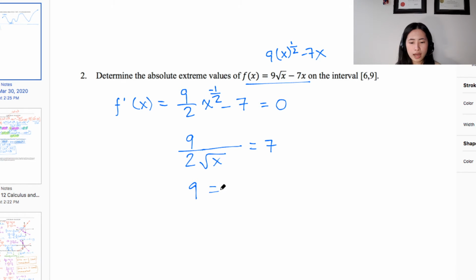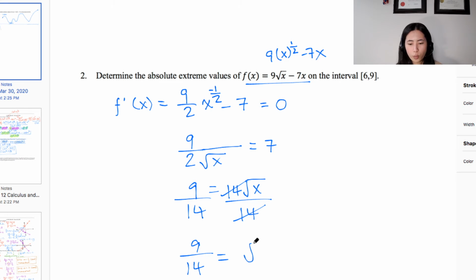So therefore, you're going to have 9 is equal to 7 times 2 square root of x, which is 14 square root of x, right? And the reason why I'm doing that is because I want to isolate x. I mean, math is all about finding x, or even algebra. So that's 14 square root of x, so that's divided by 14. And why is it divided by 14 for both sides? Well, we want to isolate x. So we have 9 over 14 in this case.